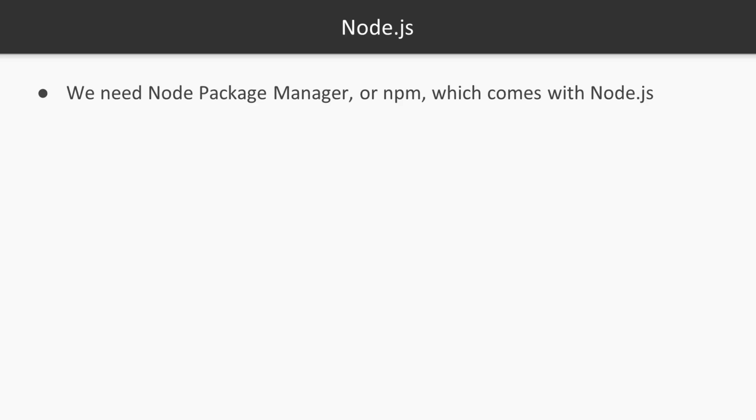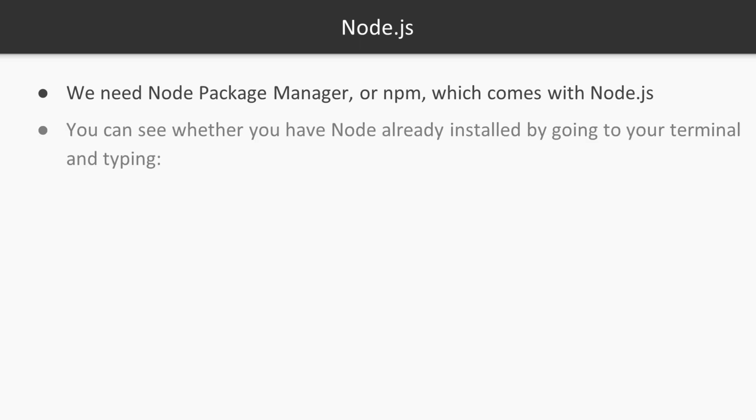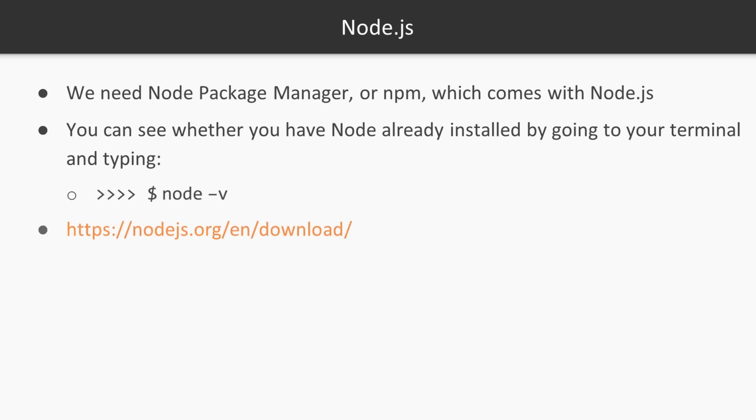Why do we use Node.js? Node.js is for creating a server-side scripting. We need Node Package Manager or NPM, which comes with Node.js. You can see if you have Node already installed by going to your terminal, and you can type the command below, which is node -v. Now to download Node, you can go to nodejs.org. Node.js is free and you can download the latest version from this website.